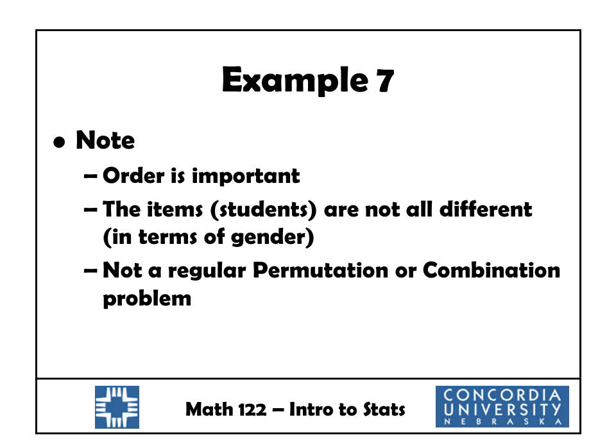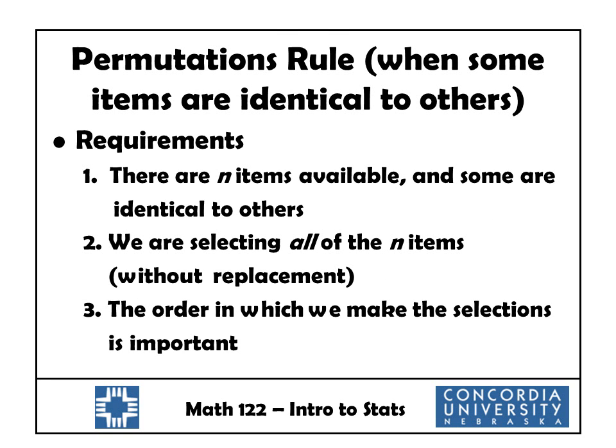So this is not a regular permutation or a combination problem because our items are not different. Okay? So this is a special type of permutation, and that's when some items are identical to others. So requirements that we have: n items available and some are identical to others. That's exactly what we have here.